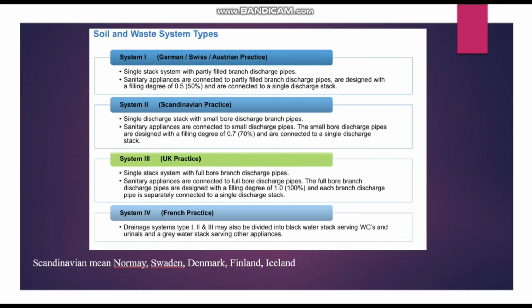Before going to part 2, we need to first understand what systems this standard defines. We have a total of 4 kinds of system: 1, 2, 3, 4. System 1 is the approach used in German, Swiss and Austrian practice. System 2 is normally used in Norway, Sweden, Denmark, Finland, Iceland, this kind of thing. System 3 is the UK practice. System 4 is the French practice.